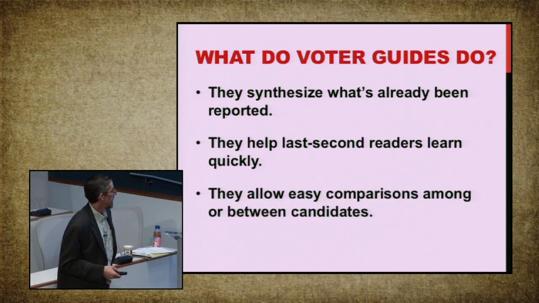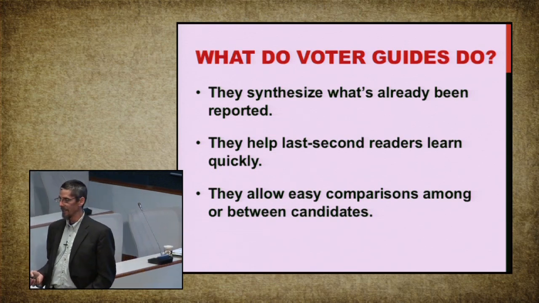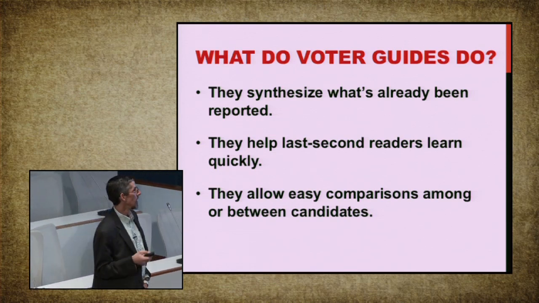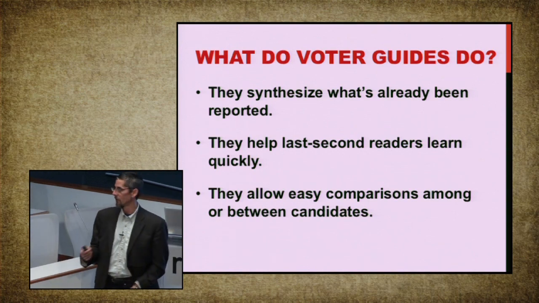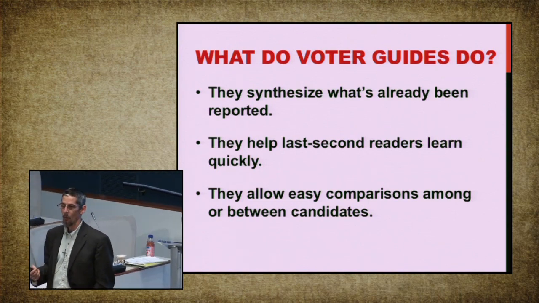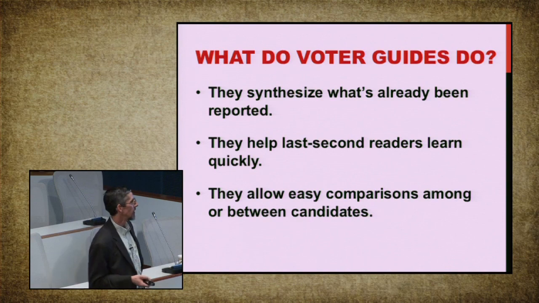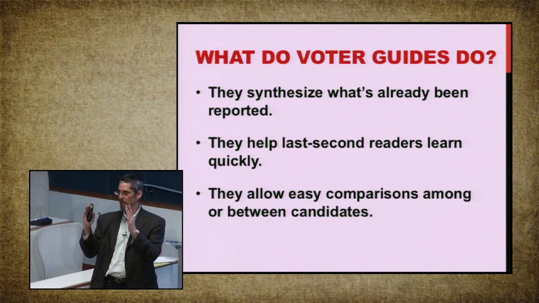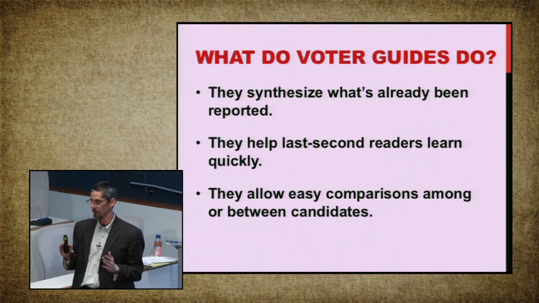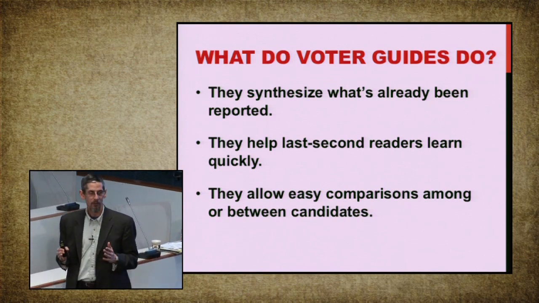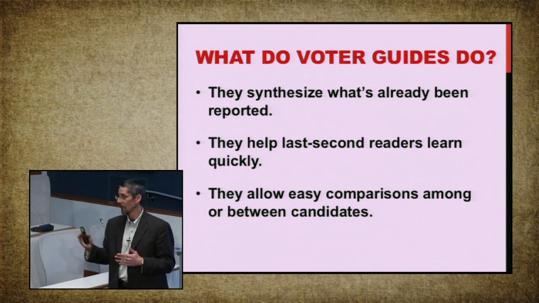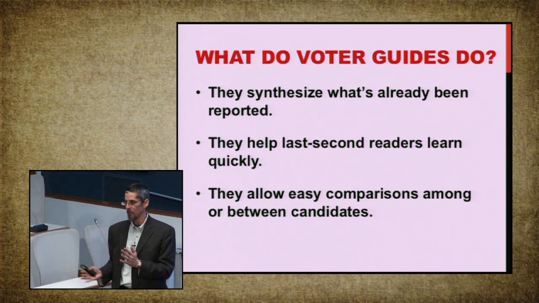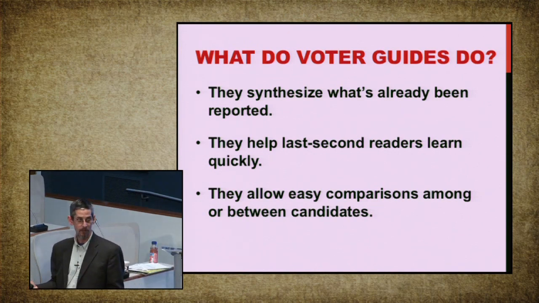They allow easy comparisons among or between candidates. So you guys might remember during the first session yesterday when I was showing you all those statistics, one of the things that people said was most useful to them were side-by-side grids and charts that allow people to compare candidates' stances on issues. That's a difficult thing to do during the course of an election, sometimes because candidates are kind of all over the place. They're human beings. Sometimes their positions change. They're malleable. They get more input from potential voters.